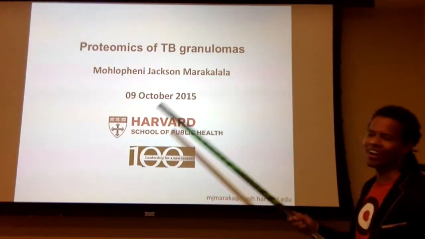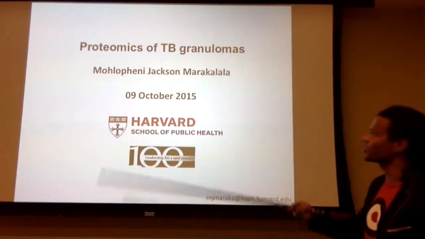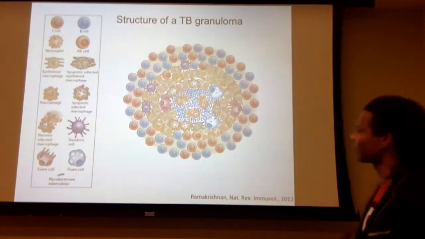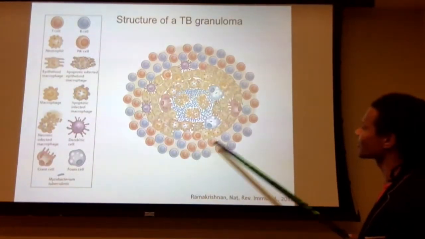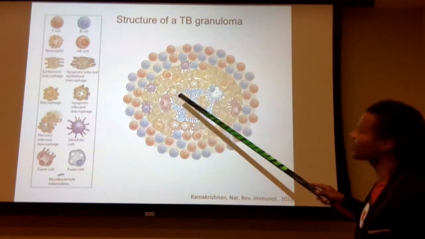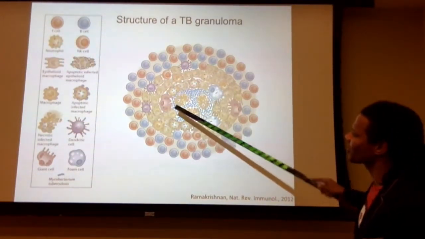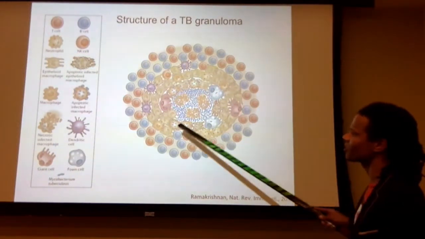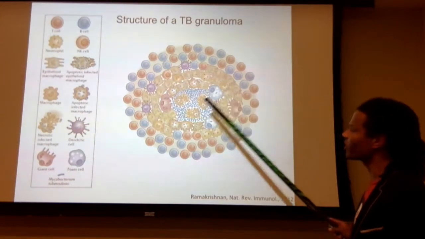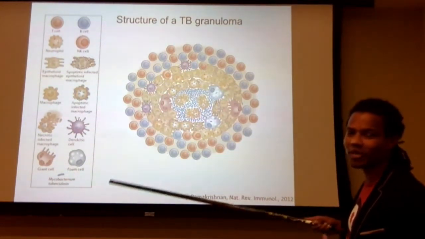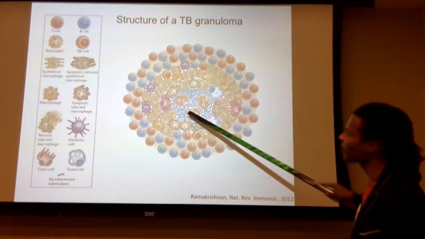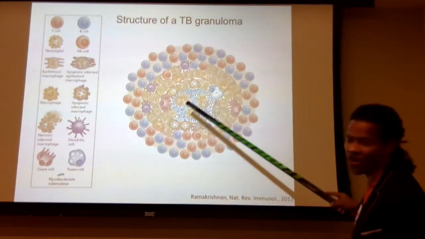I'm Dr. Marakalala, and I'll be talking to you about proteomics of TB granulomas. Granulomas are basically structures in the lungs that contain bacteria at the center. Usually granulomas have macrophages surrounded by giant multinucleated epithelioid cells, which are surrounded by a lymphocytic cuff that has mostly T cells and B cells. In this intact structure, the granuloma can limit mycobacteria at the center.